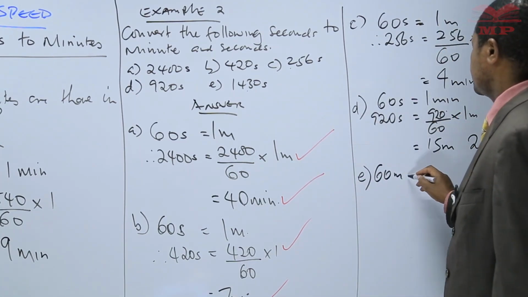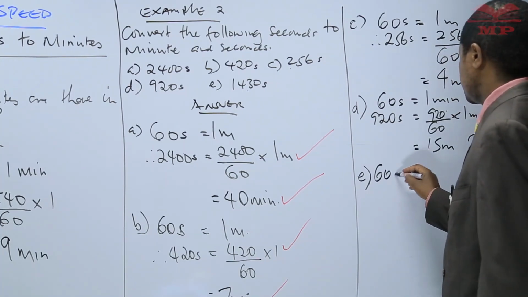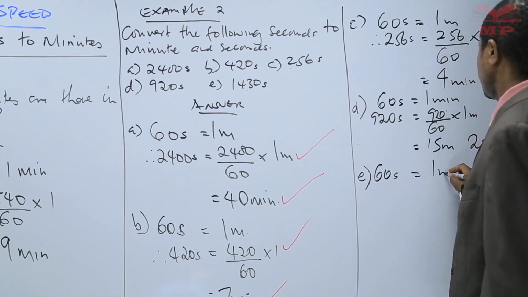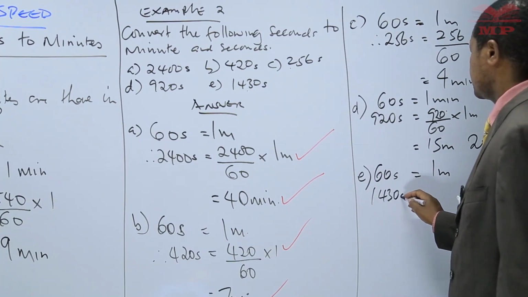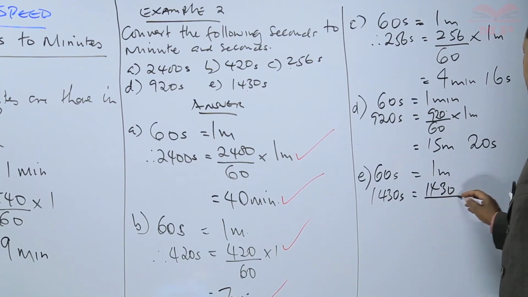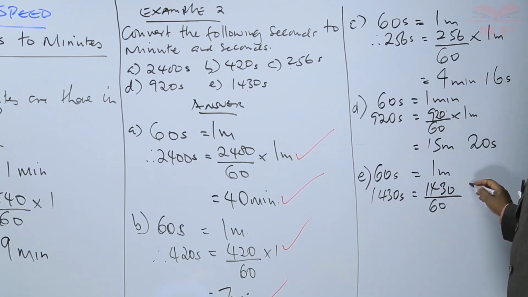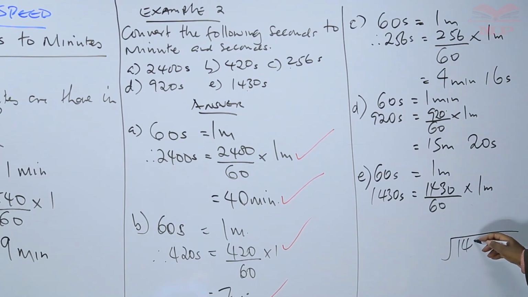60 seconds is equal to 1 minute. Therefore, 1,430 seconds will be equal to 1,430 seconds over 60 seconds times 1 minute. We divide here: 1,430 seconds divided by 60.